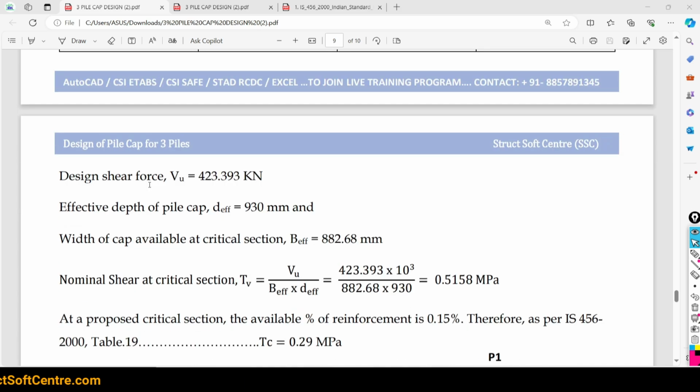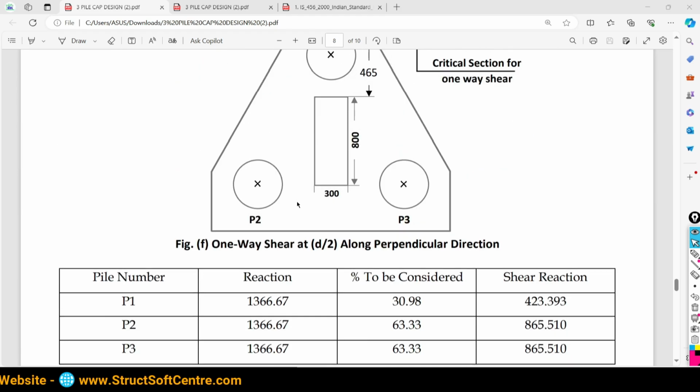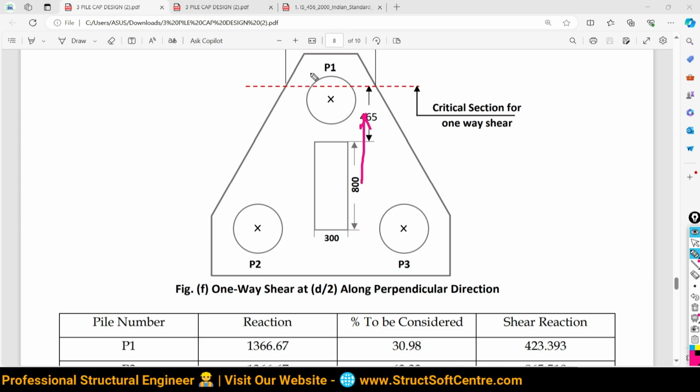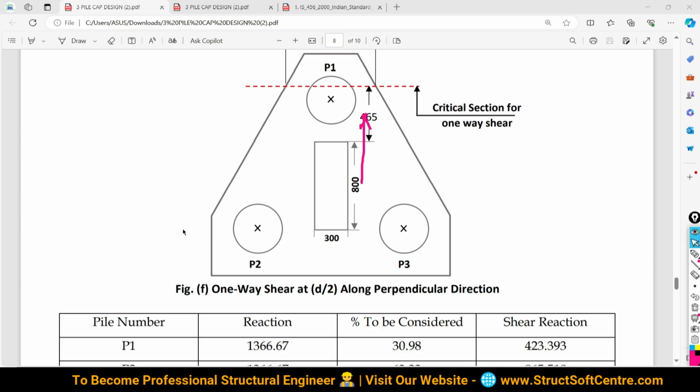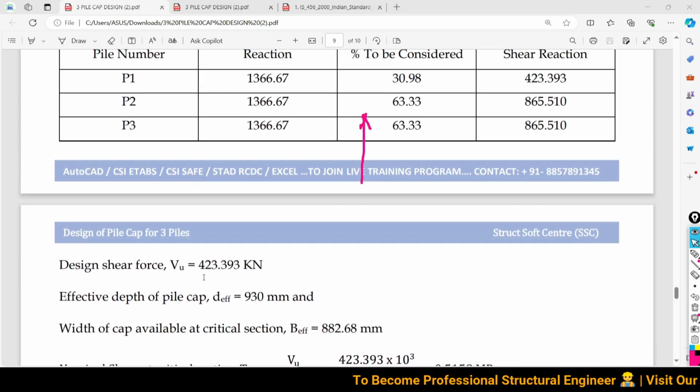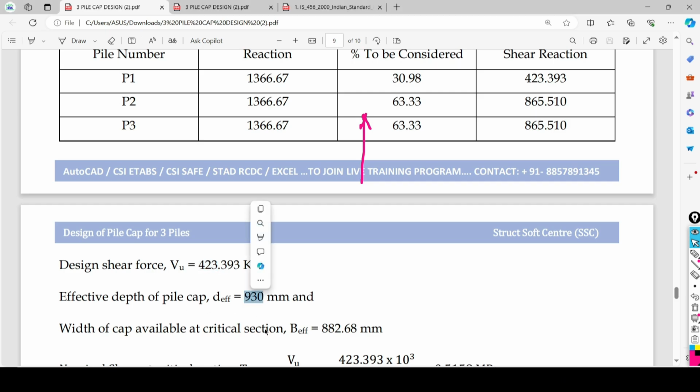Now next, design shear force. At this time we are going to do the calculation in this direction. That's why we are considering the P1 reaction. So for P1, the shear value we are getting is 423.393. Effective depth of the pile cap, again 930 mm. Depth of the pile cap is common in both directions.